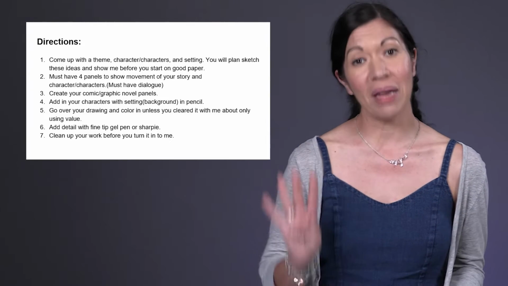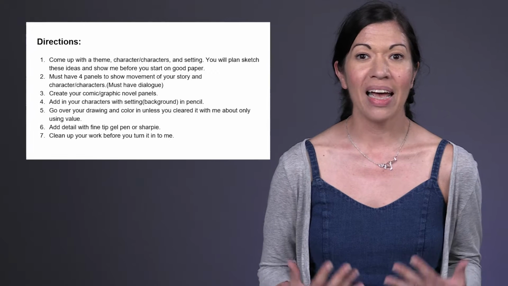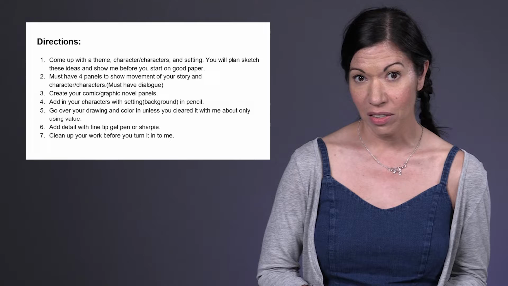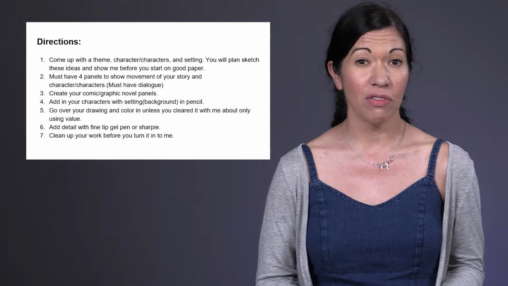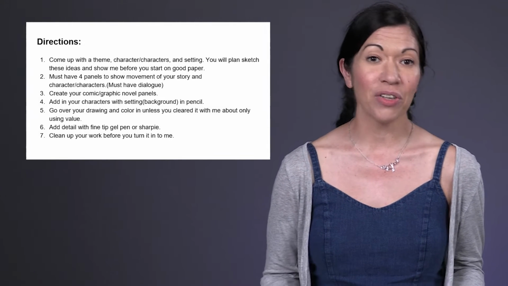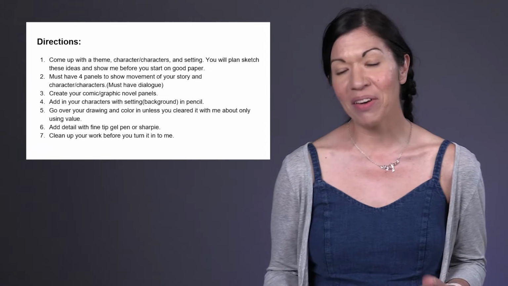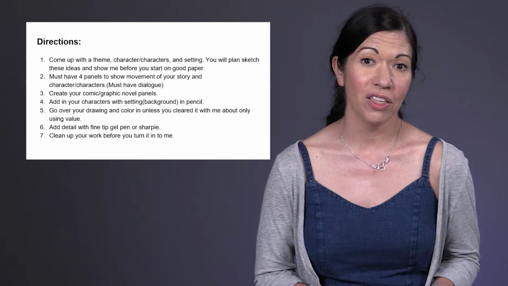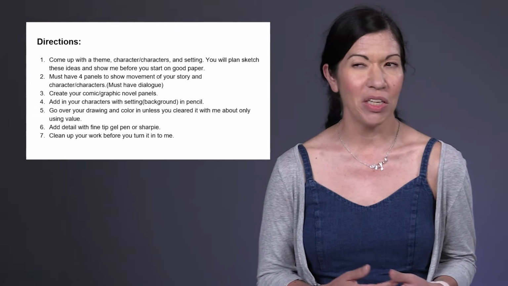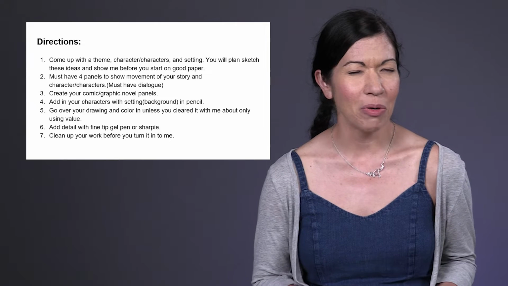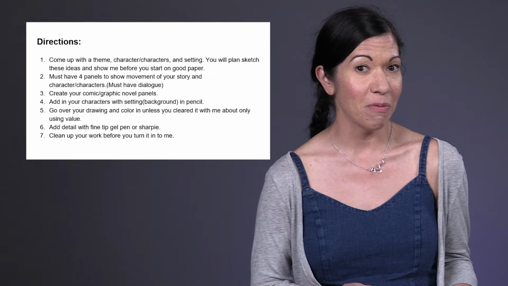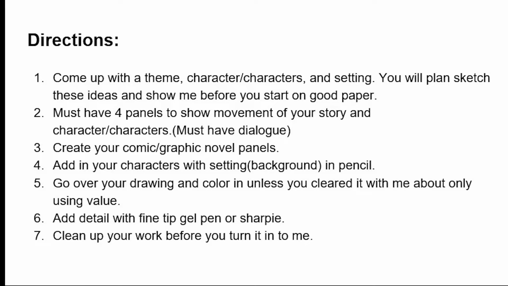You must have 4 panels, and you must show movement of your story and characters, or a character, and you have to have dialogue. Create your comic / graphic novel panels first. Then add your characters with settings / background in pencil. Then you're going to go over your drawing with color, unless you cleared it with me to only use value, with black fine tip or gel pen. Then add detail, once again, with your black fine tip Sharpie or your gel pen. Clean up your work before you turn it in to me.